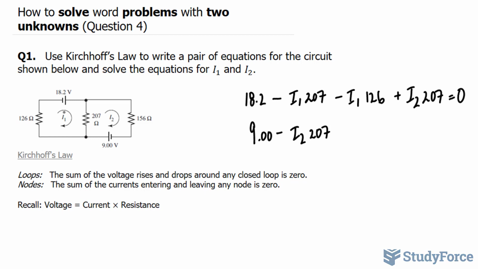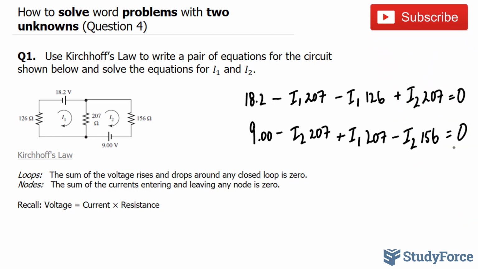So to represent that, from I1, we will write down plus I1 times 207. The current continues to flow and it reaches here, and that can be represented as minus I2 times 156. Now once again, when it reaches a resistor, it will decrease the voltage, and this is equal to 0.